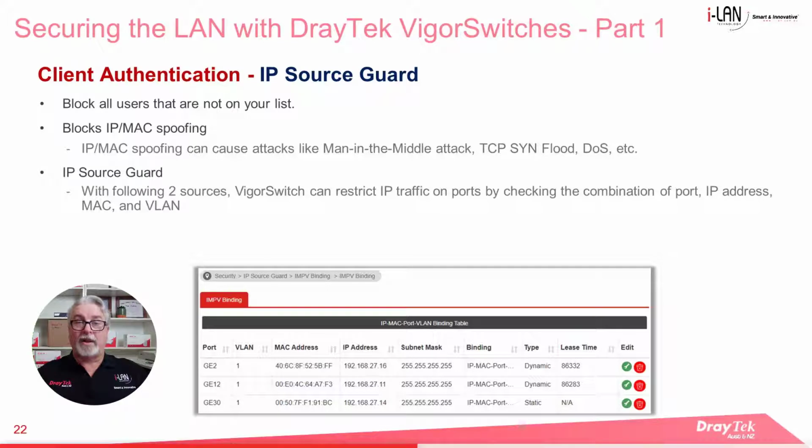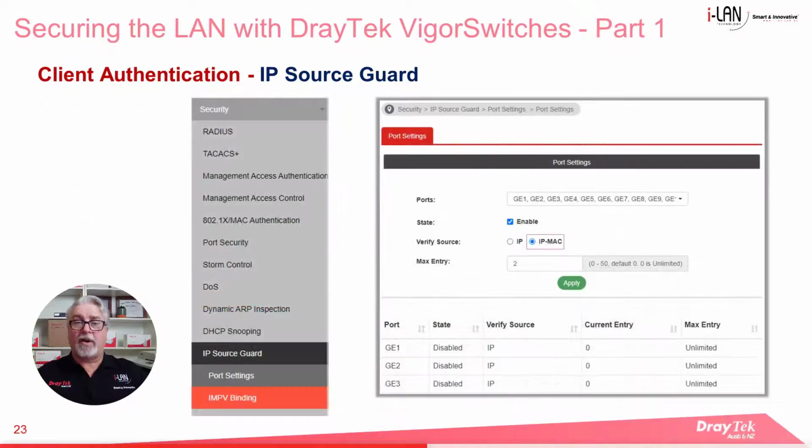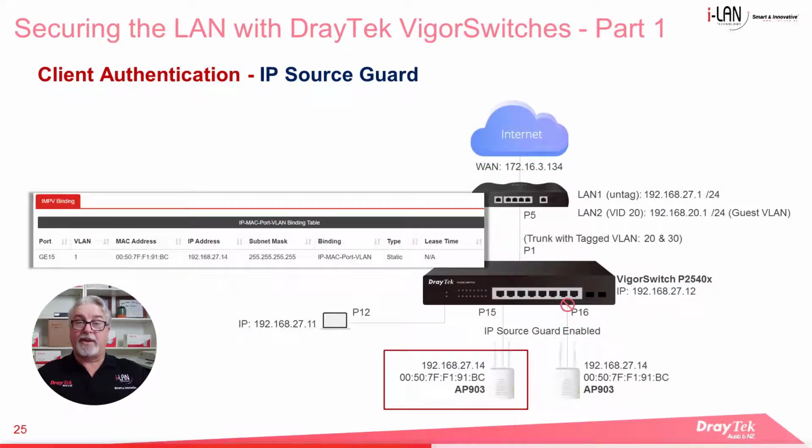attack. The VigaSwitch can restrict IP traffic on the ports by checking the combination of IP address, MAC address, and VLAN. It can use auto-learning based on the DHCP snooping binding database, or it can use a manually configured IMPV binding, IMPV being IP, MAC, port, and VLAN. To configure IP SourceGuard, we enable it on a single port, then go to the IMPV binding menu to set up the bindings. Let's go through a demonstration of this setting.